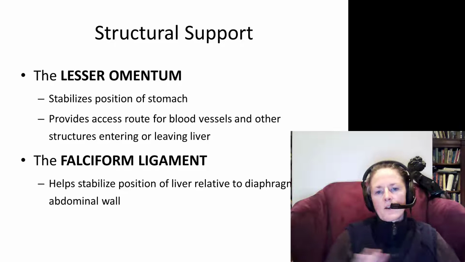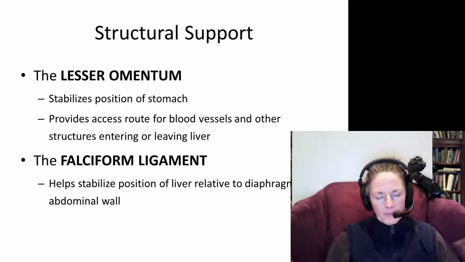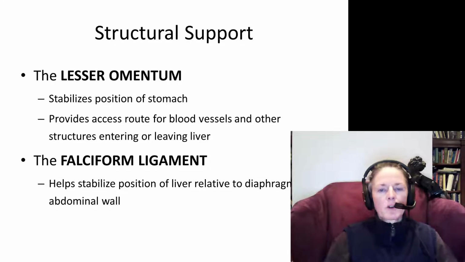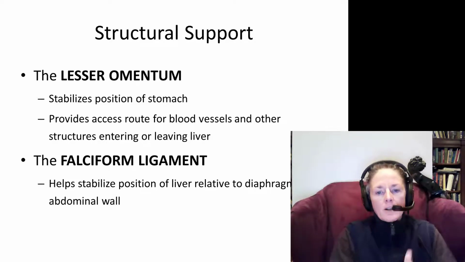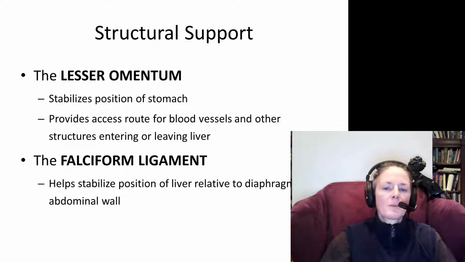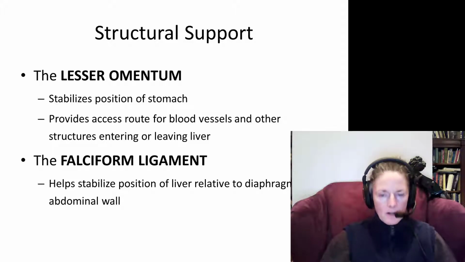Then we have a greater curvature, which is the outer curvature of the stomach, which we'll look at a little bit later, and that will have another structure on it that's called the greater omentum. We'll look at that in just a little bit. We have one other fold of mesentery called the falciform ligament, and that's going to help stabilize the liver to the anterior body wall.